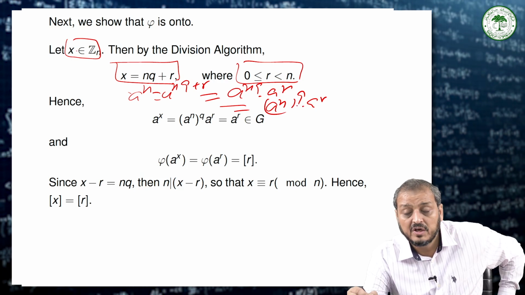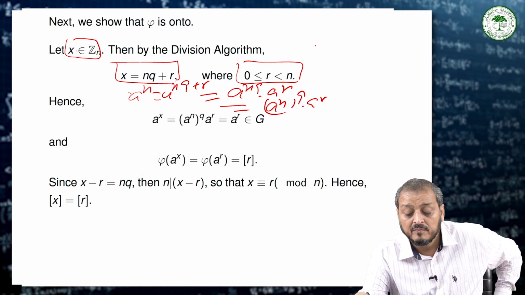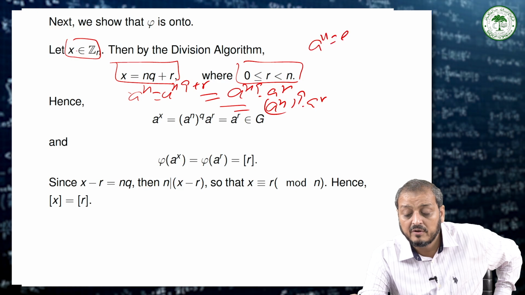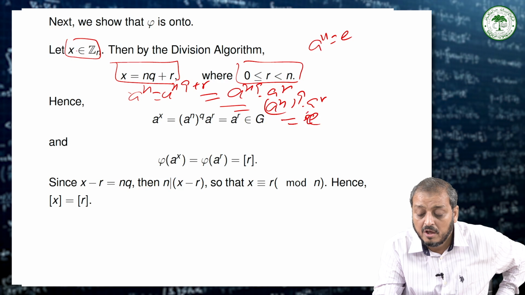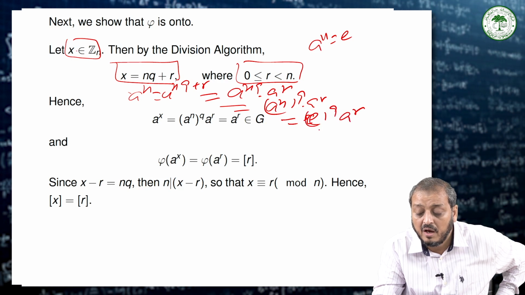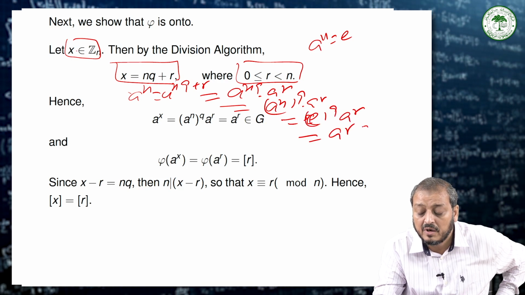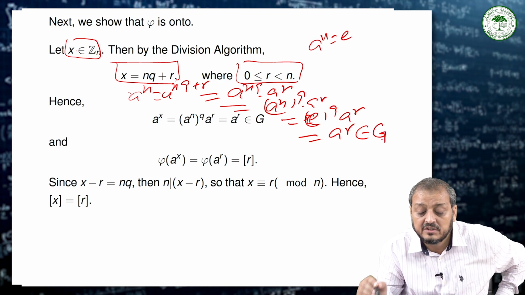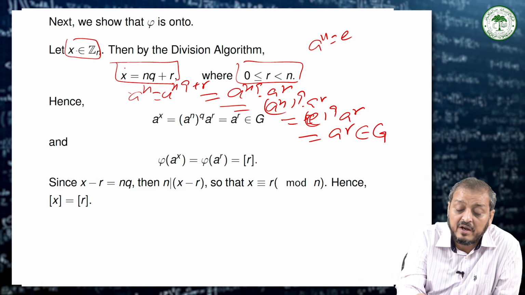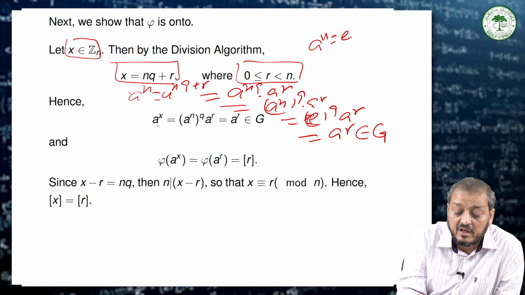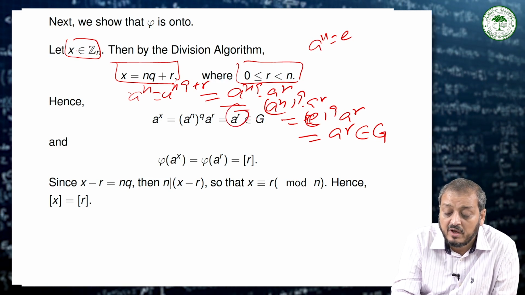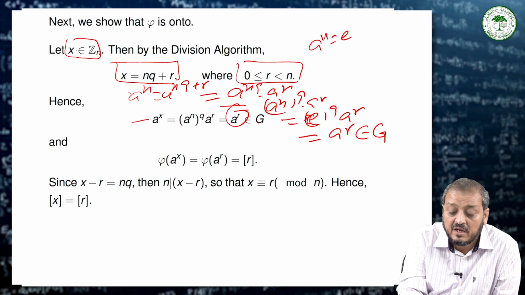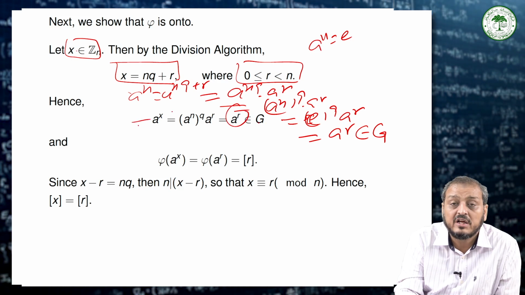And now because the group is finite, we have a to the power n equal to identity. So this can be written as e to the power q and a to the power r, which is nothing but a to the power r, and a to the power r is an element of the group generated by a. So if x is an element of Zn, a to the power x is equal to a to the power r, and this is an element of g. So a to the power x is also an element of the group.